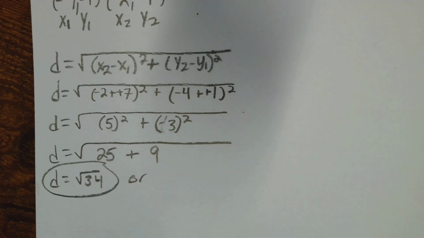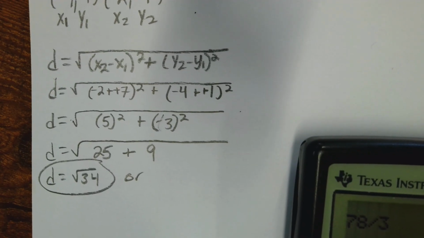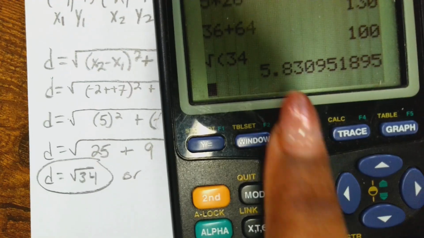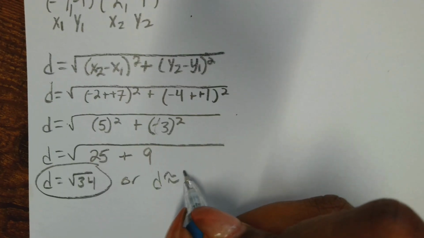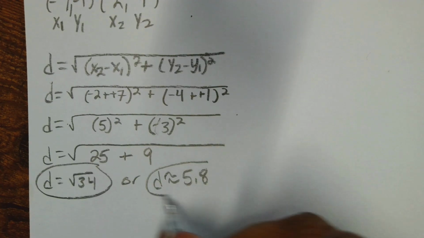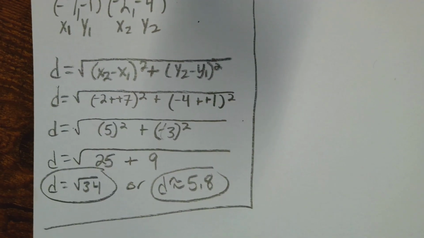Or we can write it as a decimal, okay? We could type in the square root of 34. Second, x squared, 34. And we get a decimal of 5.8, okay? Questions? Raise your hand if you're still writing. Okay.